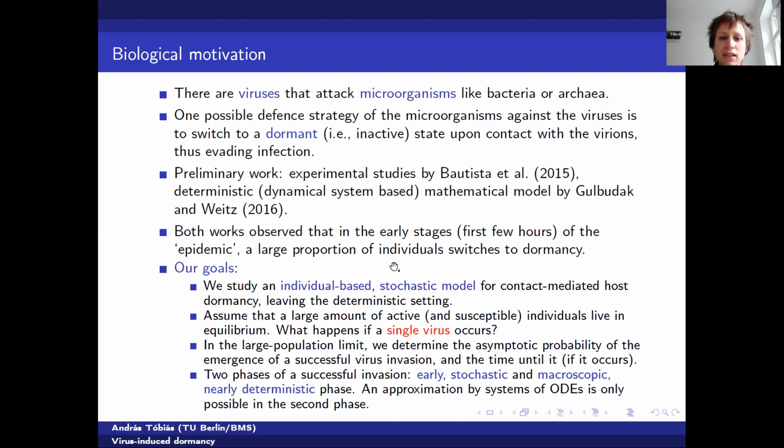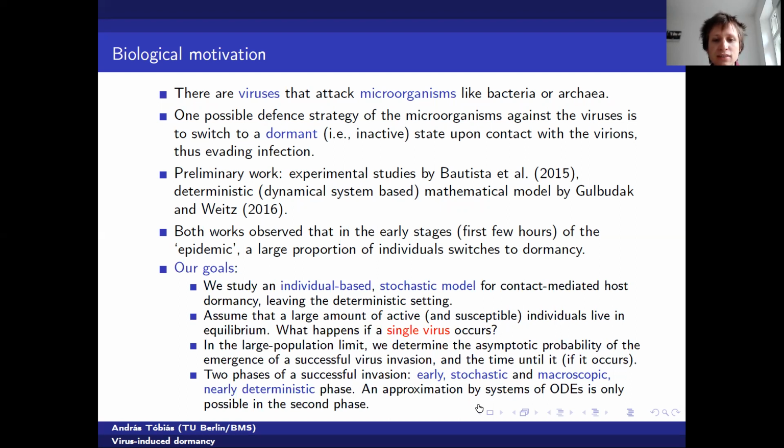And our goal is now to study an individual-based and stochastic model for contact-mediated host dormancy, leaving this deterministic setting. We will assume that there's a large amount of active and susceptible individuals that live in equilibrium. And then we ask the question, what happens if a single virus occurs? Now, in the large population limit, we want to determine the asymptotic probability of the emergence of a successful virus invasion and the time until this invasion, if it occurs.